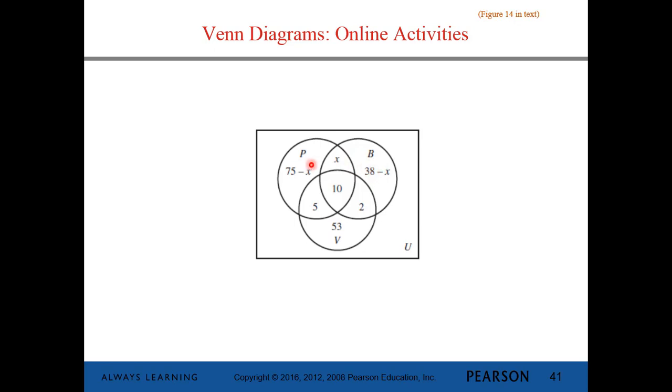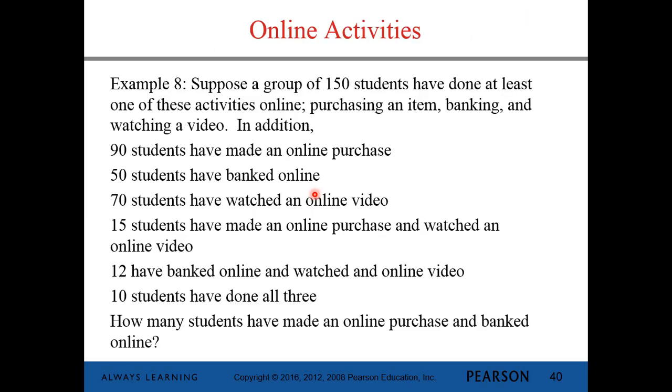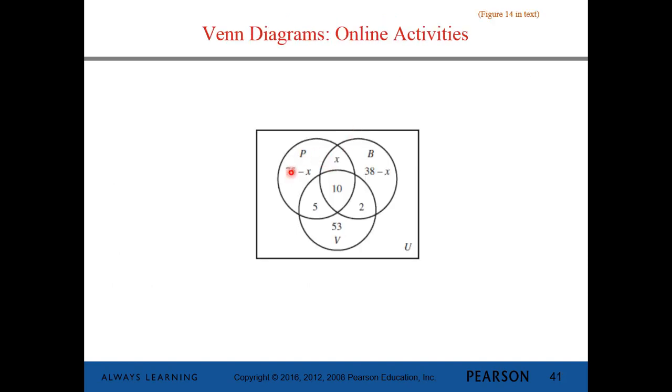Okay? And then likewise over here, we know this has to add up to 75, or excuse me, not 75, to 90. Okay, so 90 students made an online purchase. So we know this plus this is 15, and 90 minus 15 gives us the 75. So we know this piece here has to add up to 75, and it does. 75 minus X plus X equals 75. Okay, so now this is what we have to solve.